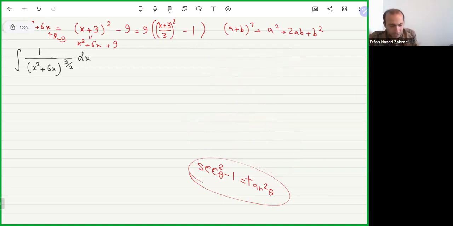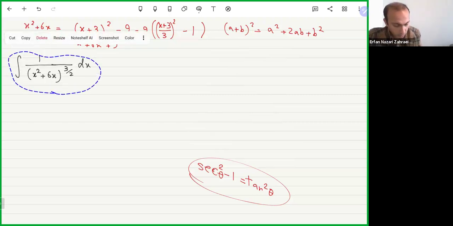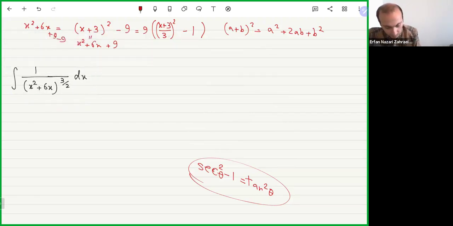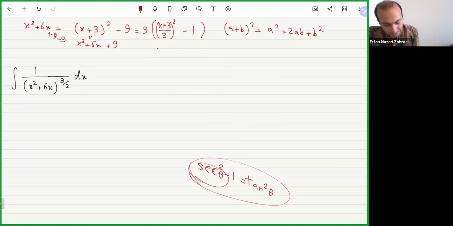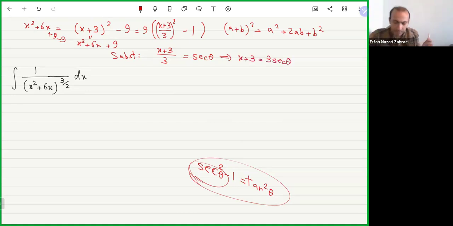So this suggests that I need to do the substitution. This package, which is something squared, that package is secant. So x plus 3 over 3. So I do this substitution. This x plus 3 over 3 should be secant theta. In other words, x plus 3 should be 3 secant theta. That's the substitution that I should do. Good.